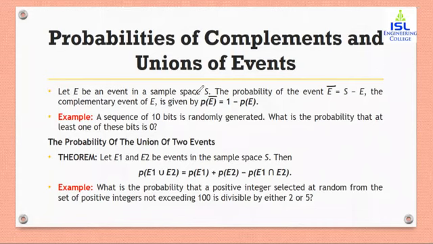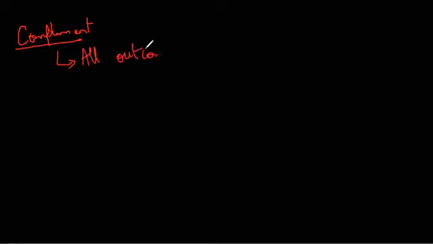Suppose E is an event in a sample space S. The complementary event of E is given by P of E bar is equal to 1 minus P of E. Now for this definition, let's take an example. Suppose when the event is heads, the complement is tails. So basically the complement can be given as all outcomes, or everything in the sample space, which is not the event. All outcomes that are not the event.